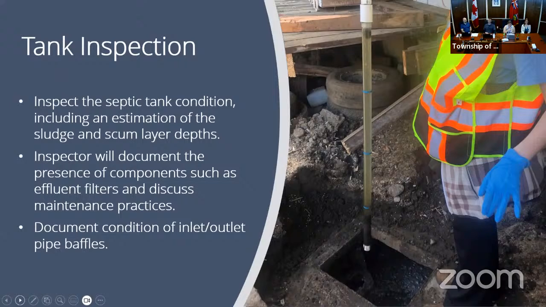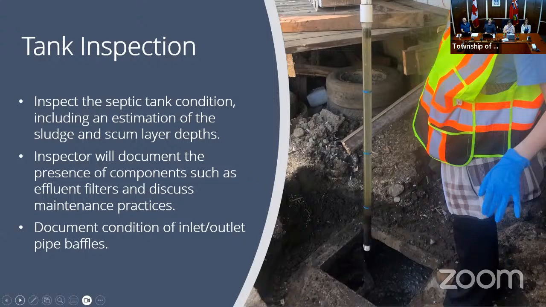That would include the lids. We're referencing the sludge and scum layer depth. So you can actually see that clear tube in this picture. That's the tube that will be going down into your tank. It allows us to pull it up, just like you can see here, to see a profile. And then we do release that sewage safely back into the tank. So we are not taking your sewage or relocating it anywhere else.